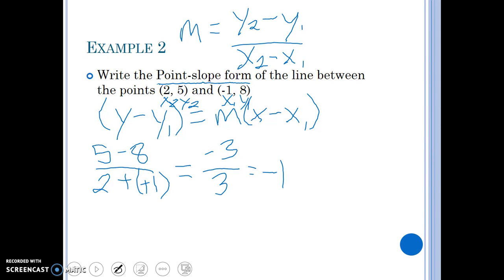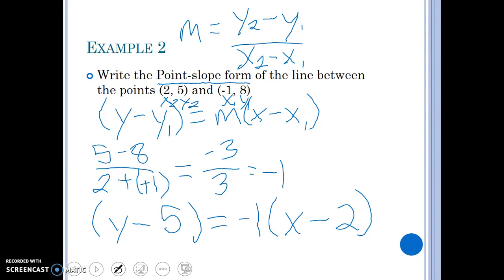So now I have my slope. Now I'm simply going to pick one of my points and plug it into my formula with my new slope. I'm going to choose that first point. It does not really matter which one you choose, because regardless of which one you choose, it's still going to be the same. So we're going to use the first one, (2, 5). So for x1 and y1, I'm going to put 2 and 5. So we get y minus 5, because that's our y, equals m, which is negative 1, times x minus 2. Take a second to copy down this example.